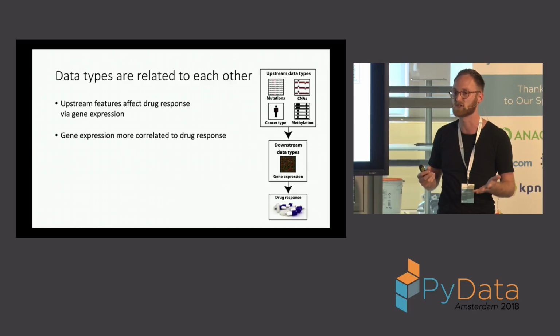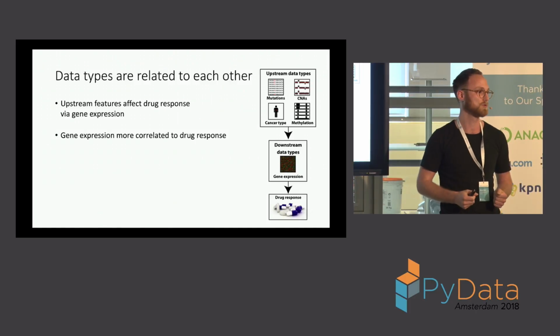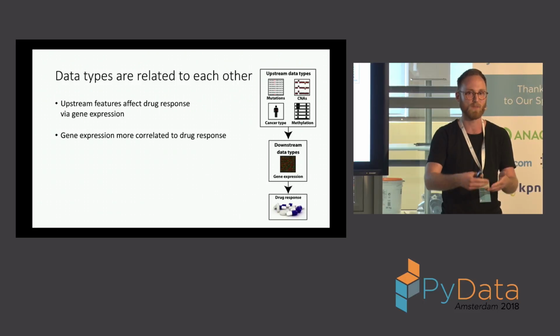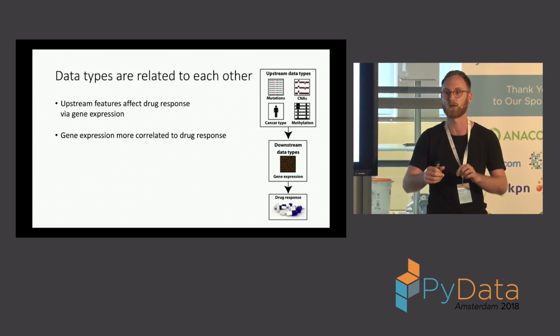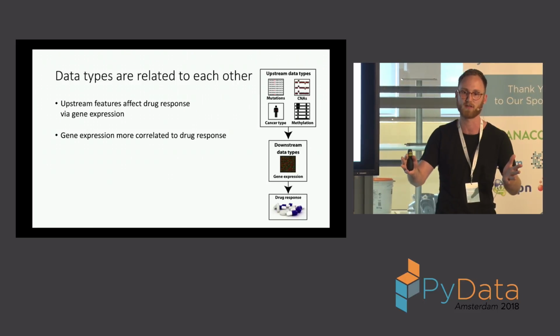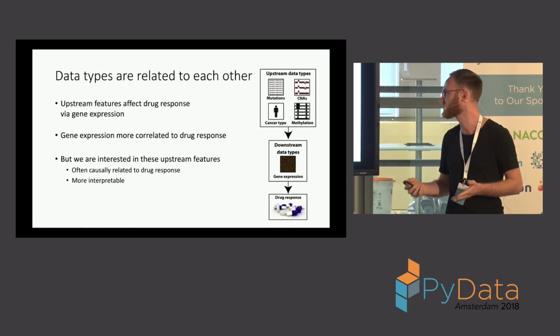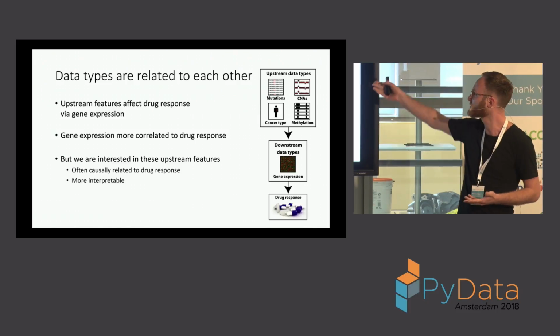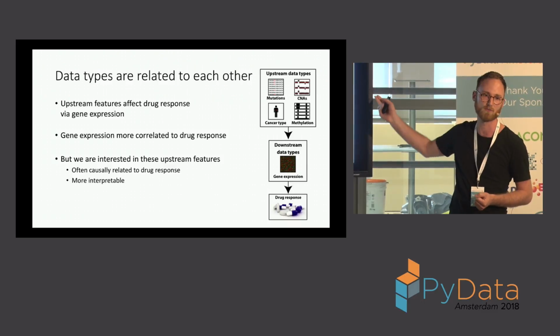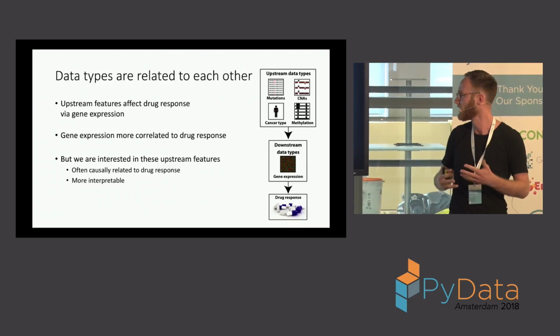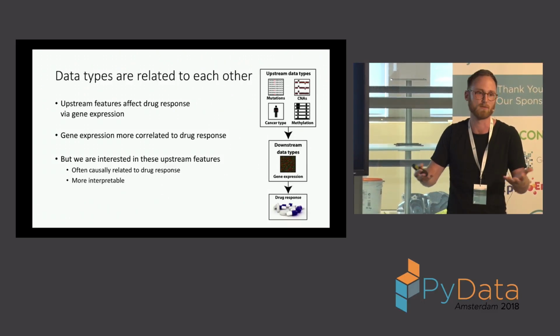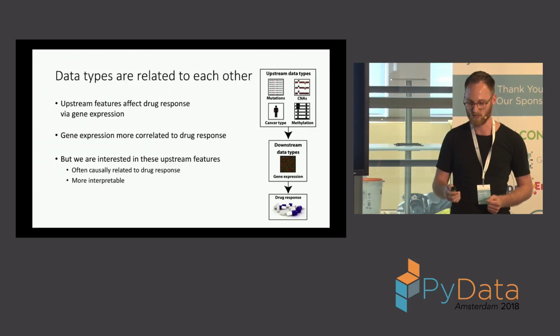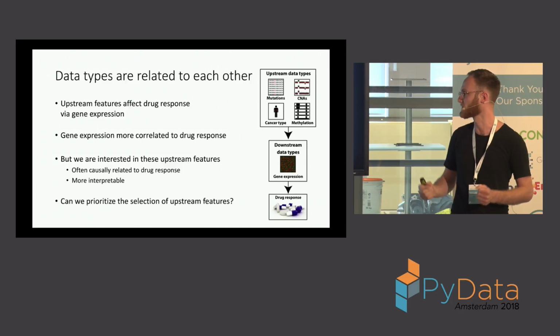And that of course means that the gene expression is more correlated to the drug response, which then makes sense that a feature selection algorithm would also select most of these gene expression features. But it's also true that we're very much interested in these upstream features because those are often causally related to the drug response. And they're more interpretable in that sense if we select those. So can we somehow prioritize the selection of these upstream features?